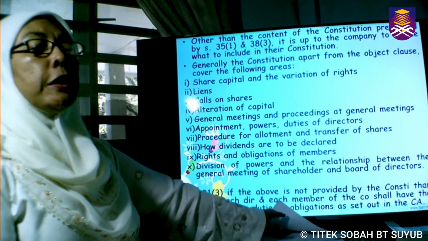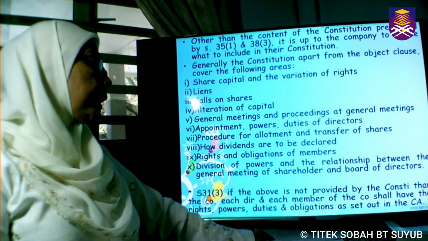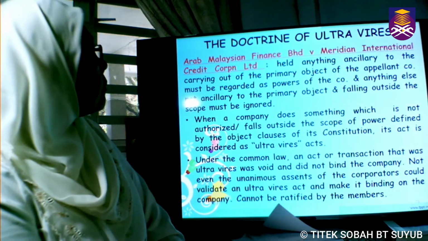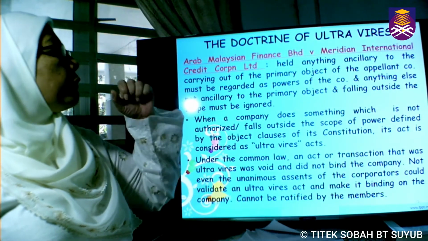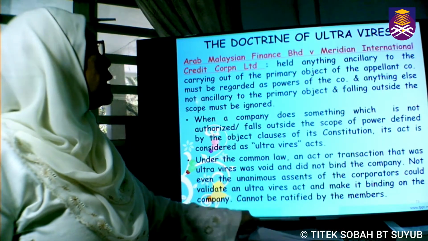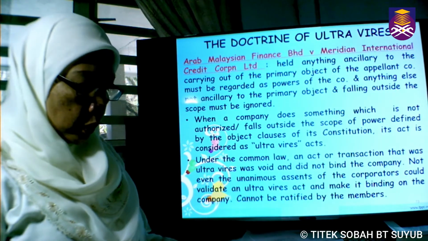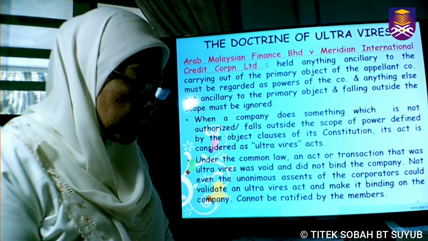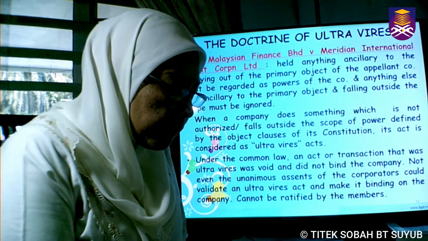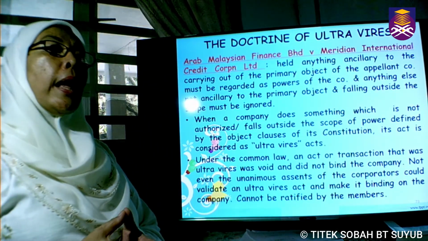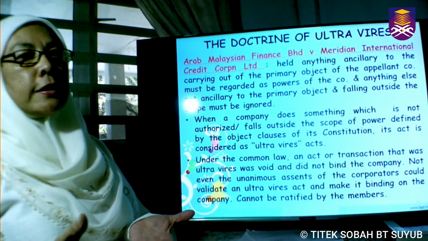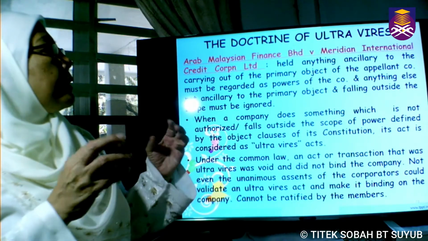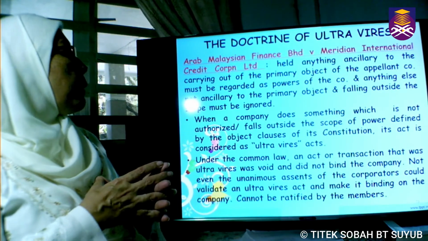So, if the above is not provided by the Constitution, then no problem, because we can always refer to the Companies Act 2016. So, what is the doctrine of ultra vires? Let us have a look at the case of Arab Malaysian Finance Berhad versus Meridian International Credit Corporation Limited. This case involved the issuance of a letter of guarantee, whereby the court held the issuance of the letter of guarantee is actually not ultra vires. The most interesting part of what was held by the court is this: anything ancillary to the carrying out of the primary object of the appellant company must be regarded as powers of the company.